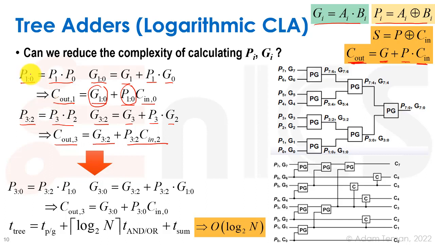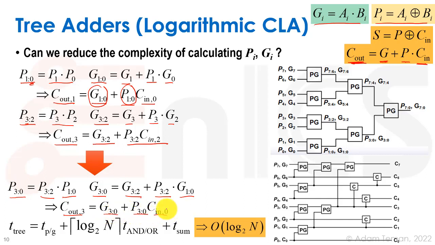Now we can do the same thing over again, where we take these groups of 2 and group them as well. So propagate 3 to 0, from this guy to this guy, is going to be propagate 3 to 2 times propagate 1 to 0. Generate 3 to 0 is going to be generate 3 to 2 plus propagate 3 to 2 times generate 1 to 0. And the carry out of the end of this whole group of 4 bits is going to be generate 3 to 0 plus propagate 3 to 0 times C in 0.